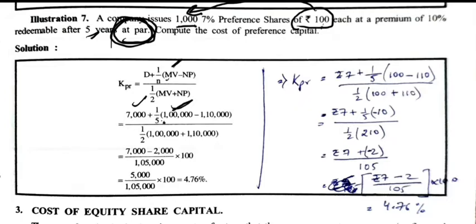How did I calculate this? Using these two, the multiplication of these two. For one share you're paying 100 rupees, and for 1000 shares you'll be paying 1 lakh. I hope this is okay.